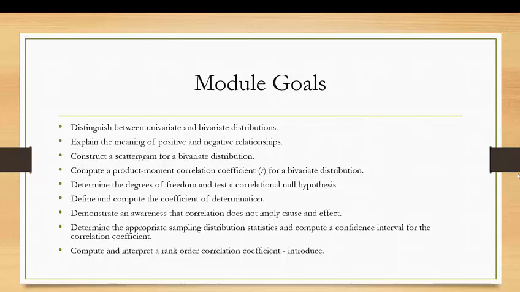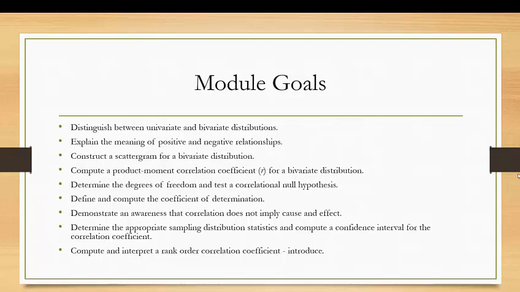We wanted to explain the meaning of positive and negative relationships. As one value goes up, the other tends to go up in a systematic way. That would be a positive. And then as one value goes up or down, the other conversely goes down or up in a systematic way. That would be negative. Okay. We construct a scattergram for a bivariate distribution. We showed you how to do that in Excel.